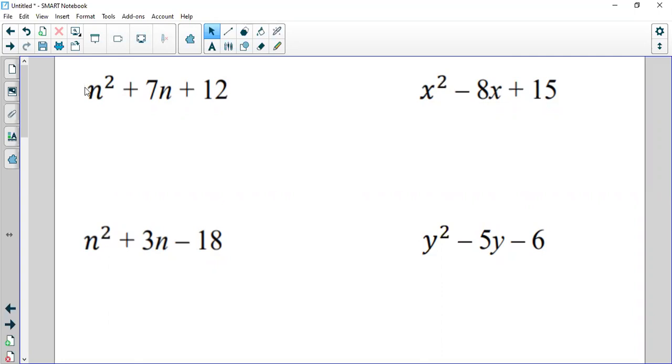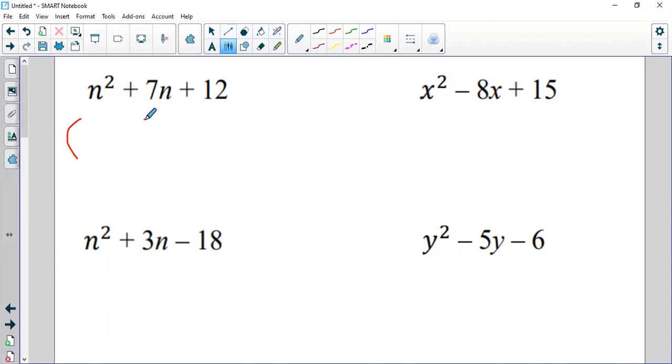Coefficient is 1, okay. Look at the c value, the c term. The c term is a positive 12. Anytime the c term is positive, like this one or this one, you're going to add to make the b value. You're also going to get two of the same signs. You're either going to get a plus plus or a minus minus in your parentheses every single time.